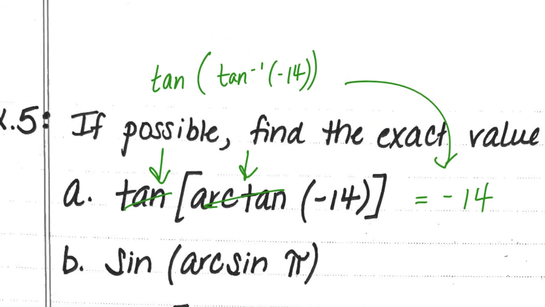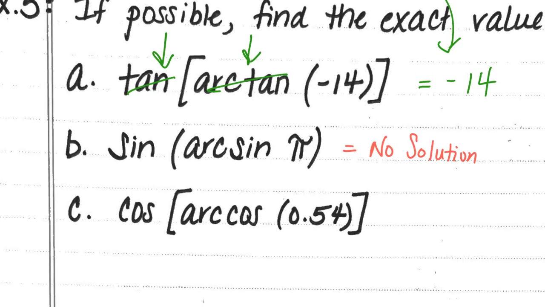Now, what about this one? The sine of the arcsine of pi. Well, I know that the range is from negative pi over 2 to pi over 2, so my calculator is probably going to say error. So this will be no solution because it's not in the proper interval. What about the cosine of arc cosine of 0.54? That answer will be 0.54.